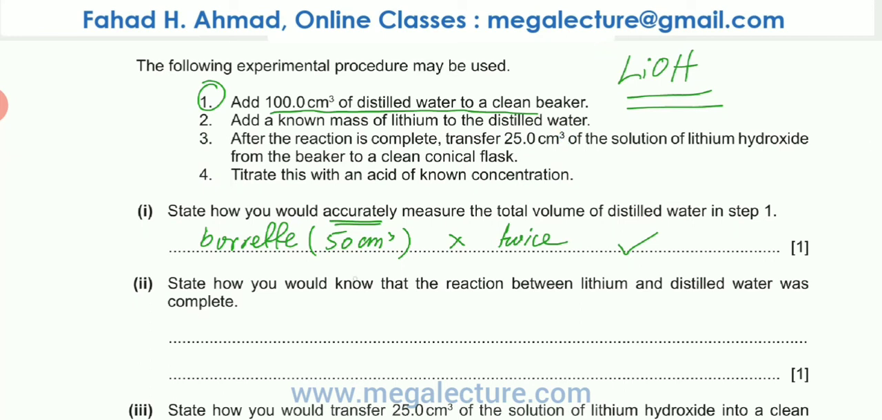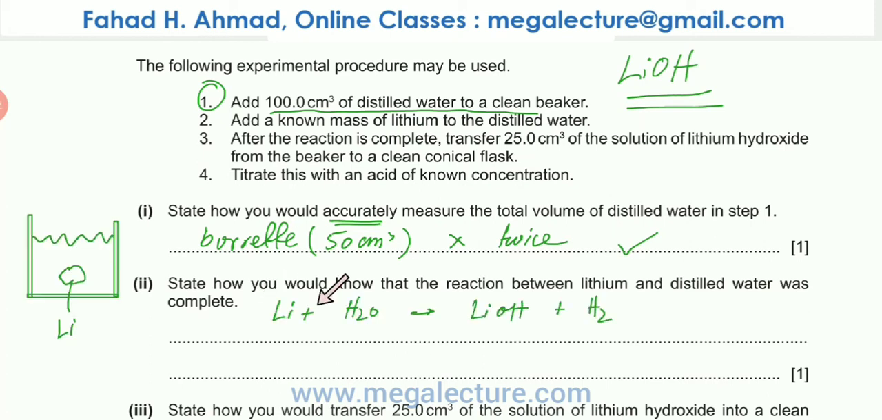The next part is: state how you would know that the reaction between lithium and distilled water was complete. So, lithium and water. Now here's the reaction that's happening. Lithium reacts with water to form lithium hydroxide, and hydrogen gas is produced. There's a small piece of lithium that you've added to water. So how would you figure out that the reaction is complete?